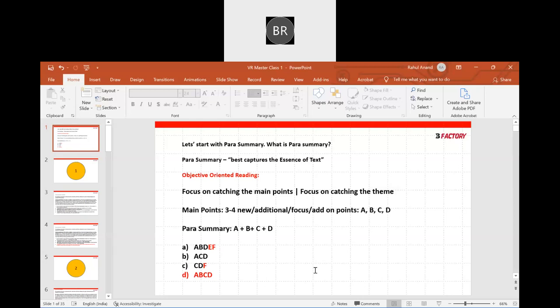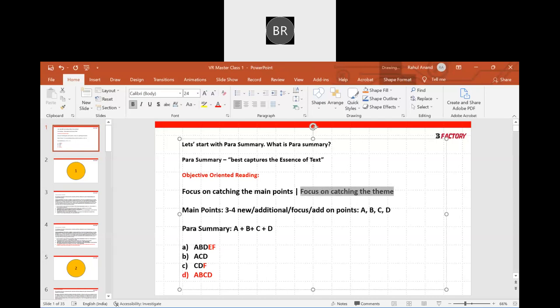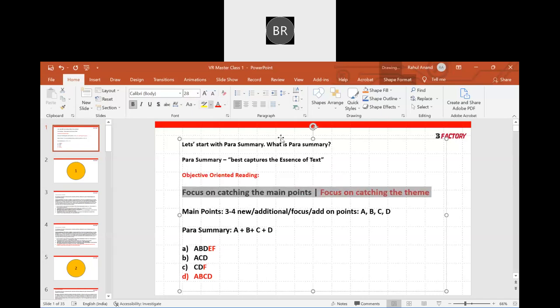You know, catching the theme quite often, that kind of a mindset, ki what did I read about? This kind of a mindset usually gives you the best summary. But this is a sub point actually. I find this useful sometimes, but mostly focus on catching the main points. This is the key. Right. So this is how we solve para summary.